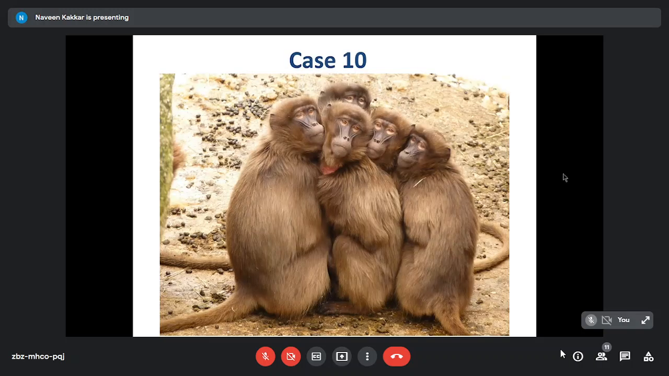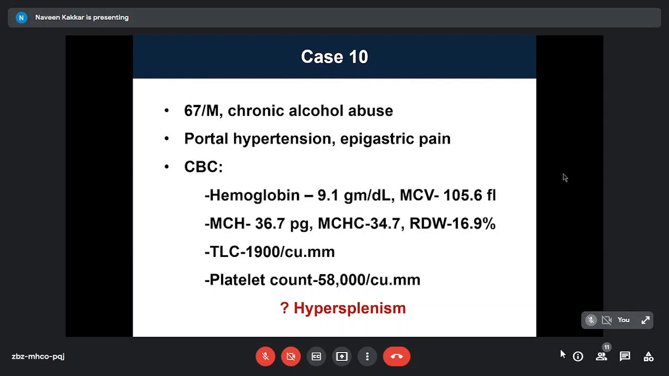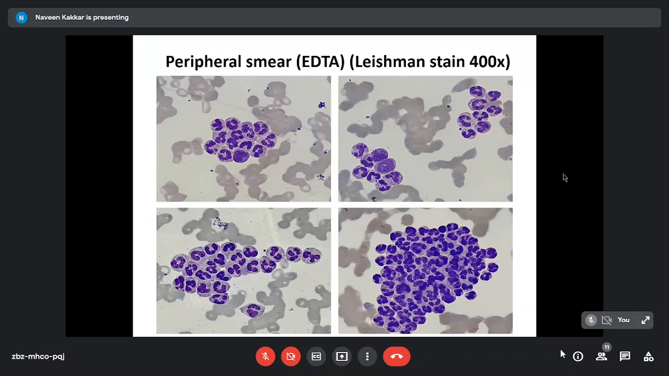Case 10. There was a lot of sticking together of cells today. There's one more example. There's a male with chronic alcohol abuse history for many years. He had portal hypertension with epigastric pain. The CBC showed low hemoglobin, WBC, and platelets. The clinician considered hypersplenism. We had a look at the smear considering there was pancytopenia. This is what we got.